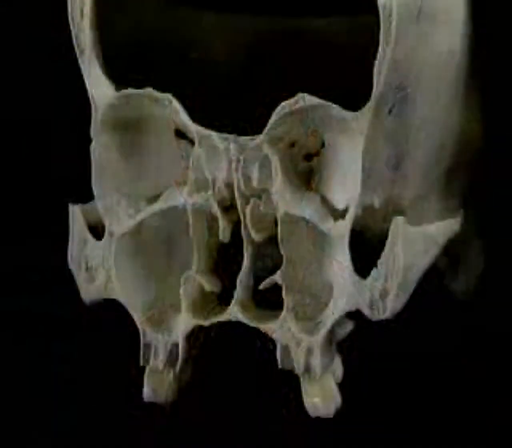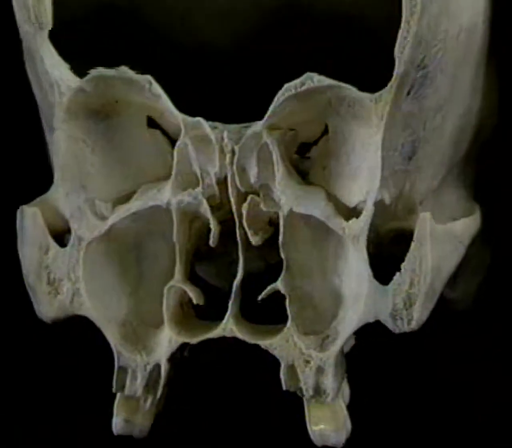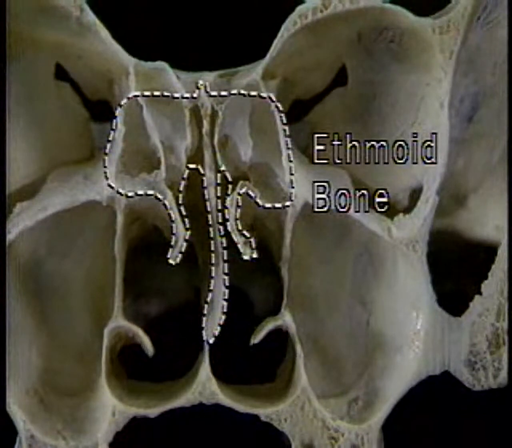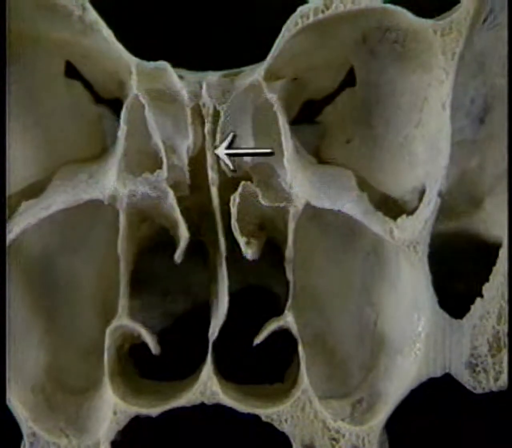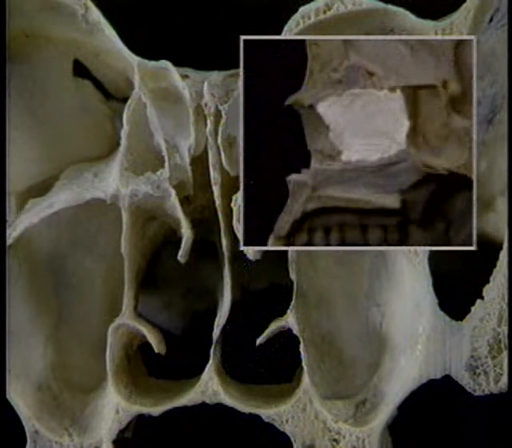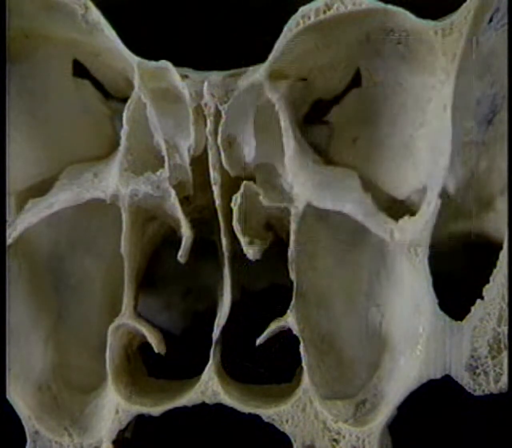The ethmoid bone is a fragile coalition of parts. The best way to see all of them is to go back to the skull that was divided in the frontal plane. All of this is the ethmoid bone. This part, the perpendicular plate of the ethmoid, forms a large part of the bony nasal septum.